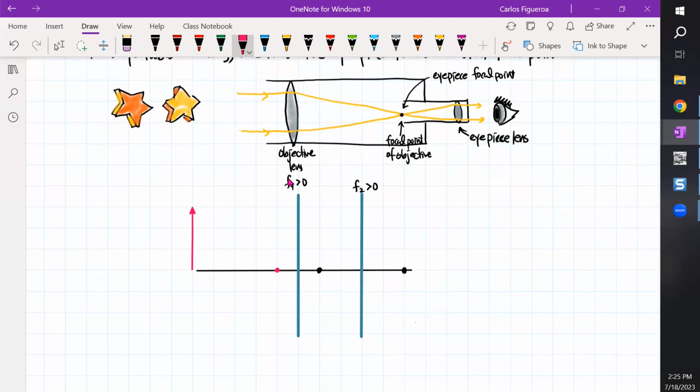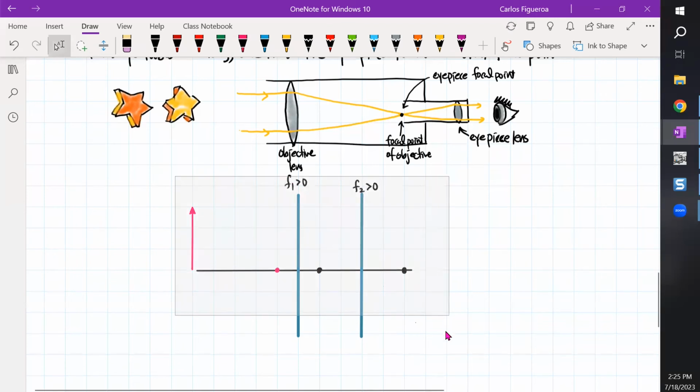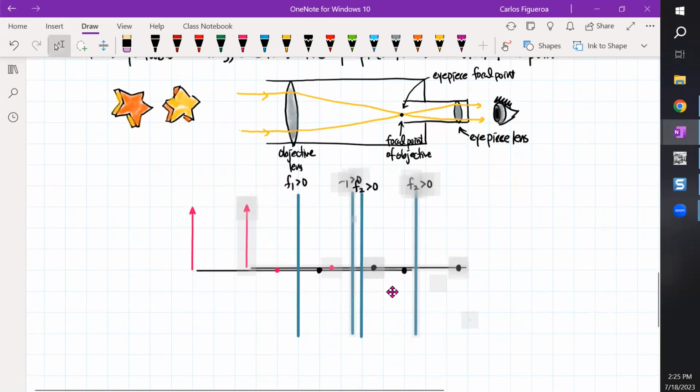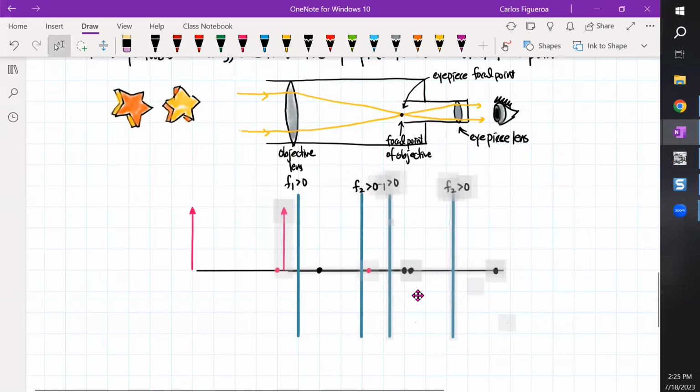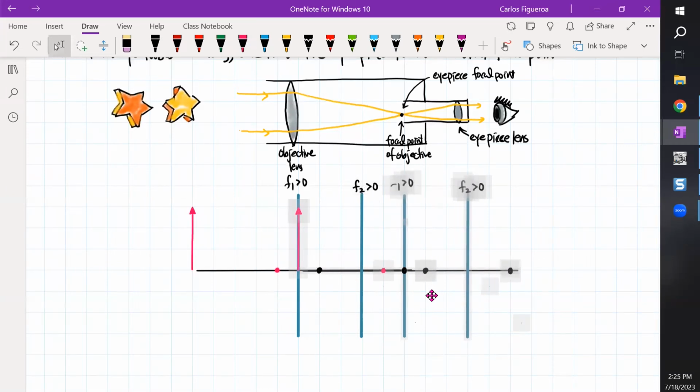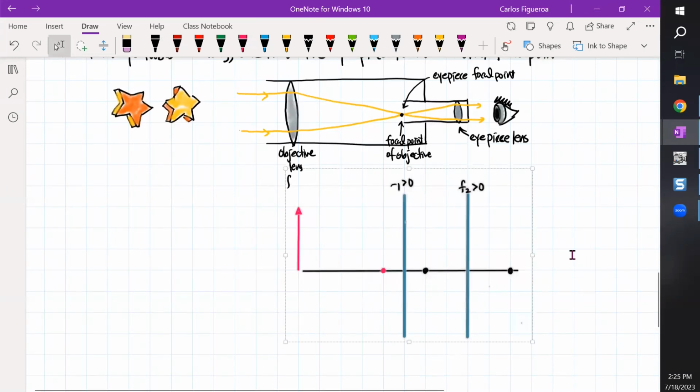So now let's look at my ray diagram. Now this thing's going to be huge. In fact, I'm going to have to move this down. I should change it, but I'm not. Let's see. Yeah, that's going to be a long ray diagram. So now let's do it.